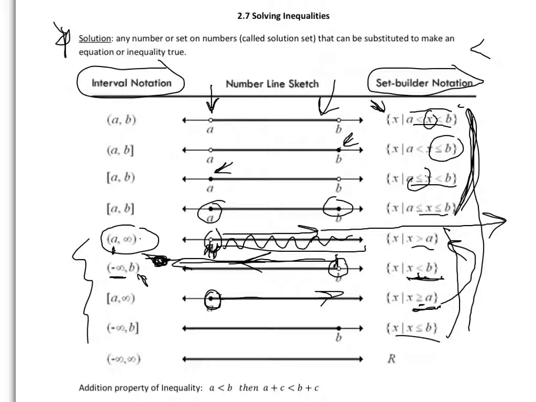Now, here we have x is greater than or equal to a. Because we have greater than or equal to, we have a closed circle. Whenever we have a closed circle, this comes with a square bracket. So a square bracket means we're including a.